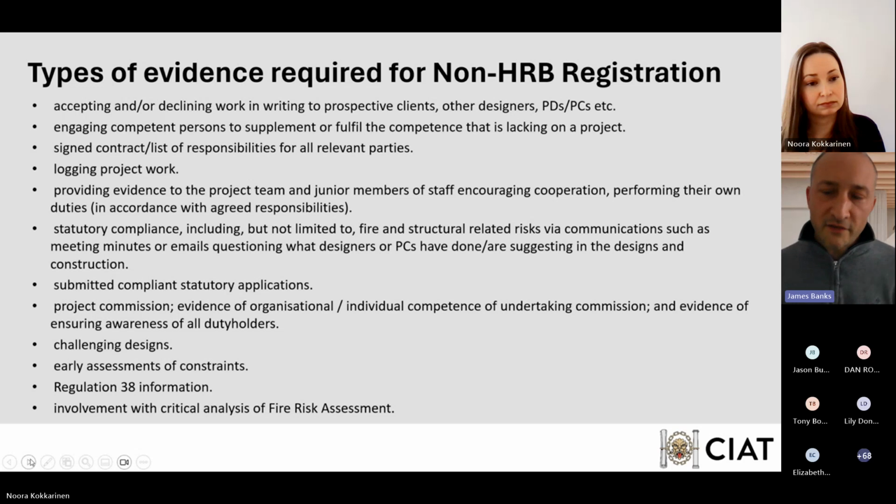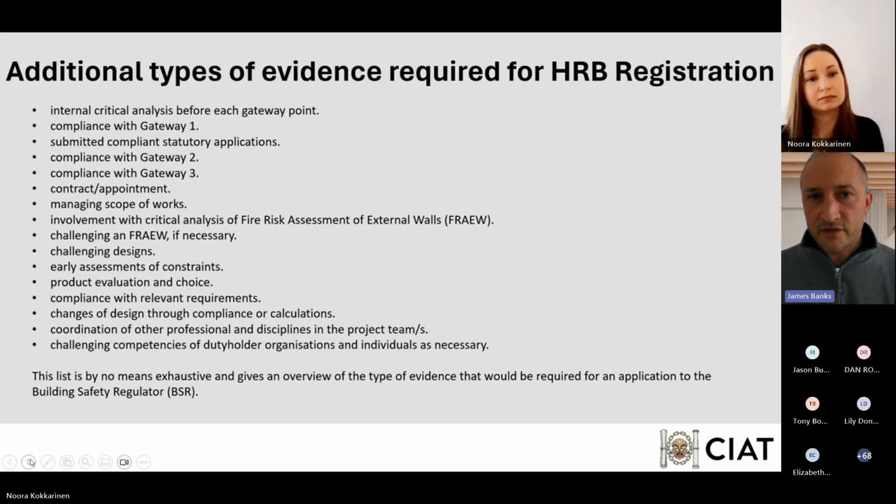Now, this is a list of ideas to give you an understanding of what you could provide in your portfolio to show performance evidence and competence. But again, it's by no means a set list of what you could use. If there are more examples you might have that you could bring in and justify, then that's perfectly acceptable. So that's the kind of evidence we want for a non-HRB registrant.